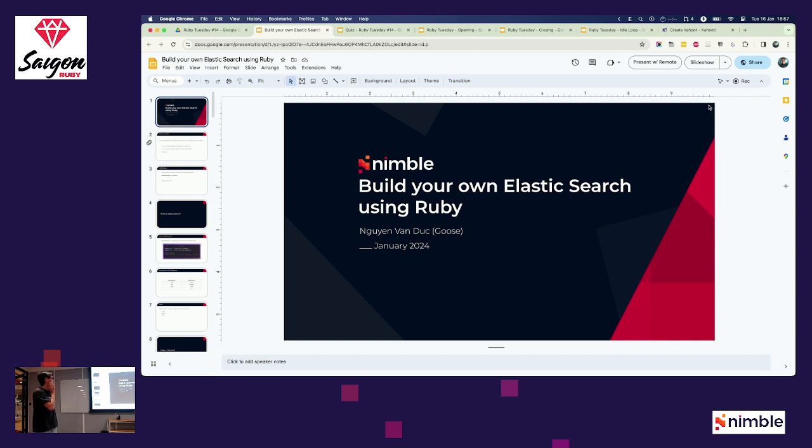Okay, so the topic today is let's try to build your own Elasticsearch using Ruby. If you don't know about Ruby or Elasticsearch, don't worry, because it only requires some rudimentary knowledge about the two to understand the talk.